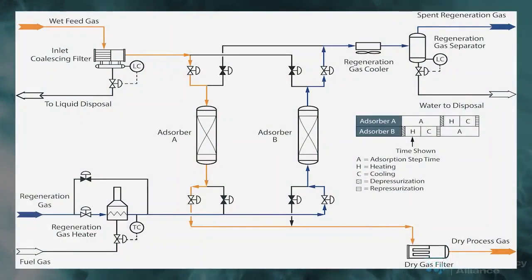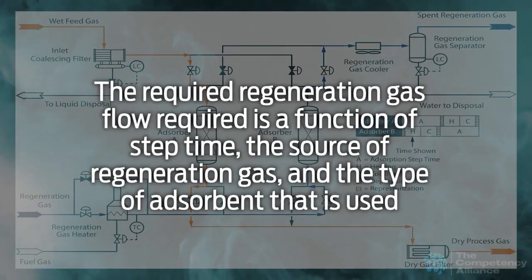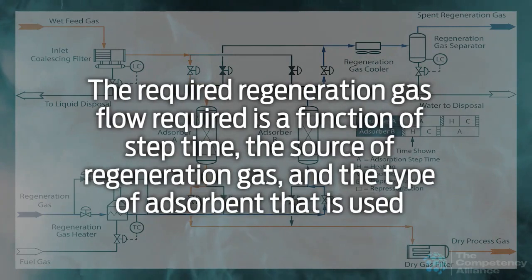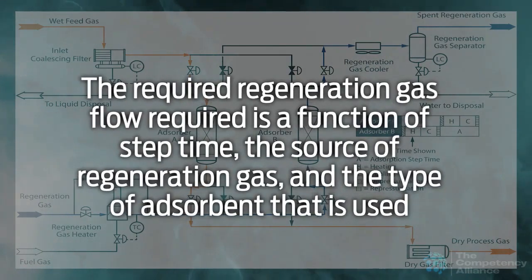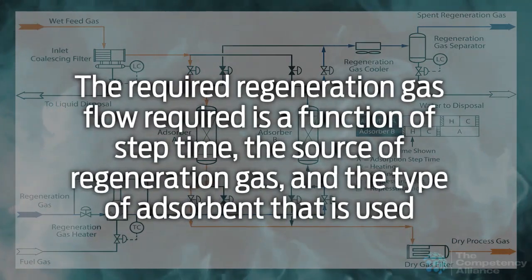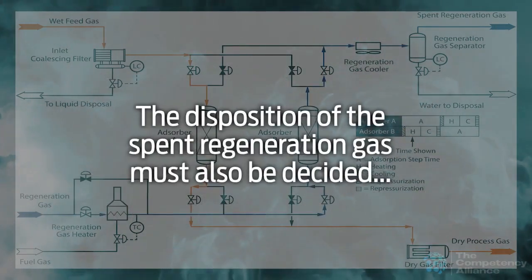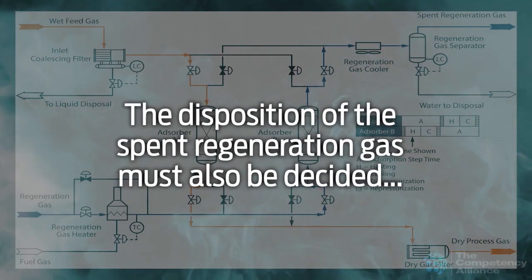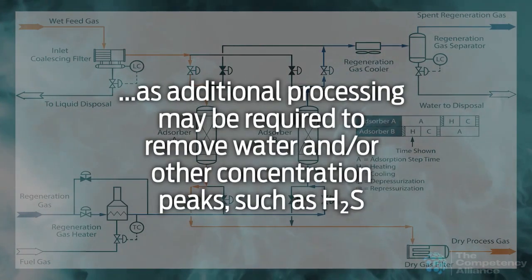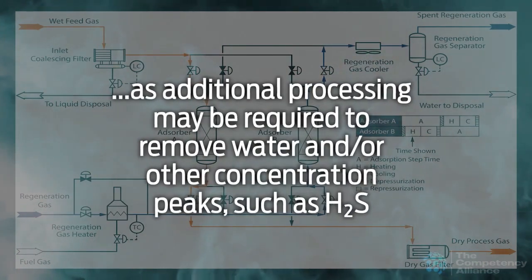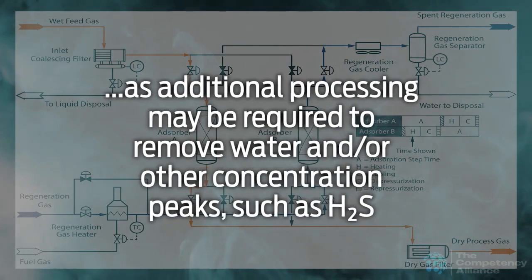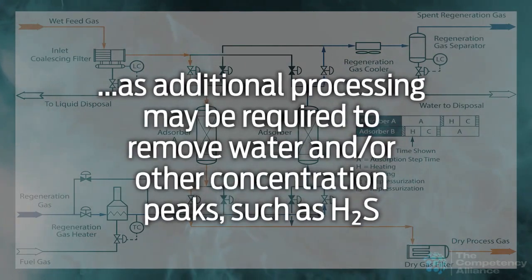This figure shows a simple dry desiccant system. The required regeneration gas flow is a function of step time, the source of regeneration gas, and the type of adsorbent that is used. The disposition of the spent regeneration gas must also be decided, as additional processing may be required to remove water and/or other concentration peaks such as H2S.